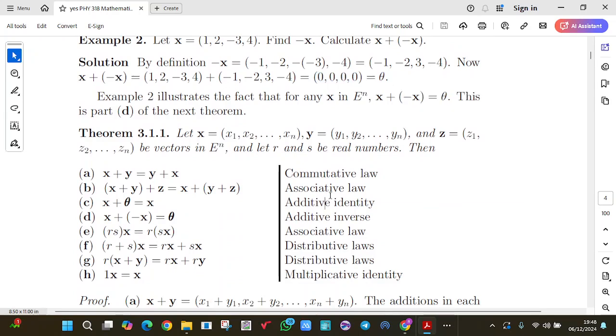Correct. This example illustrates the fact that for any vector x in the Euclidean space, if you take it and add to its mirror image, you're going to get a zero vector. This is part of the theorem. What is the theorem? It means that the mirror image that I'm talking about is referred to as what? Inverse. Inverse. Is that clear?